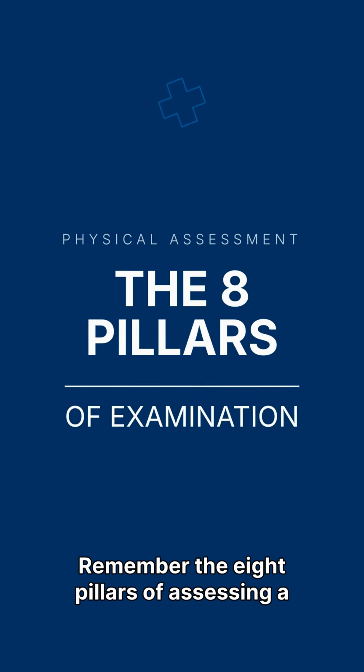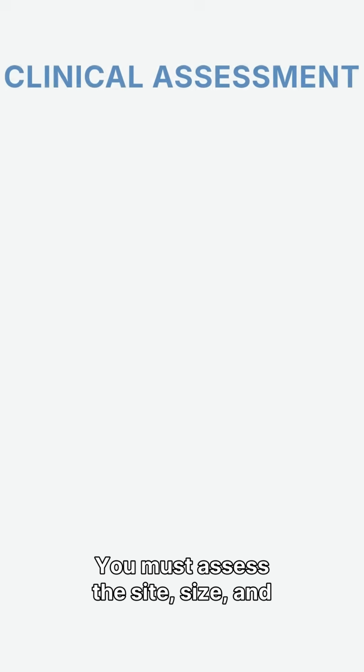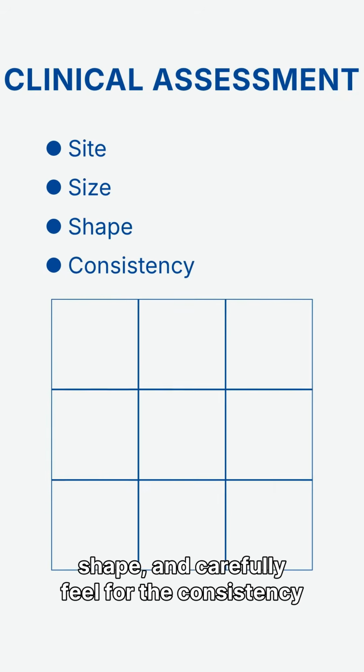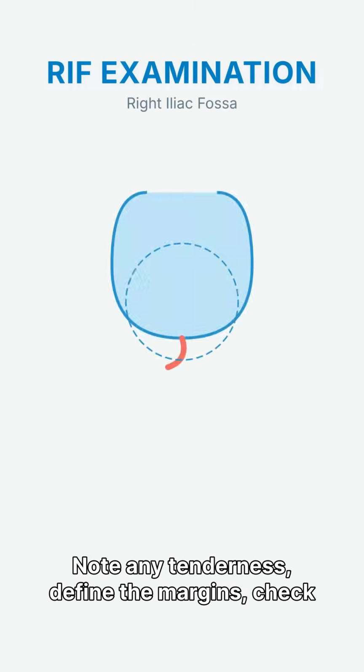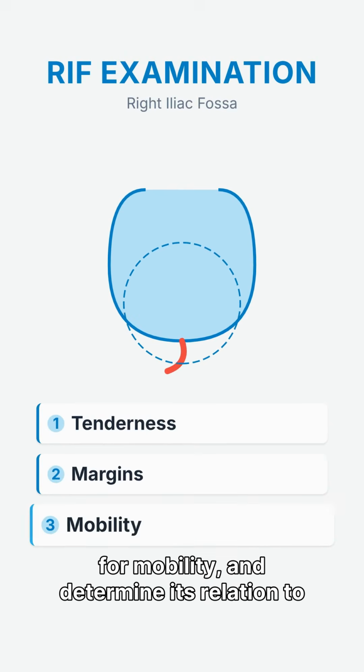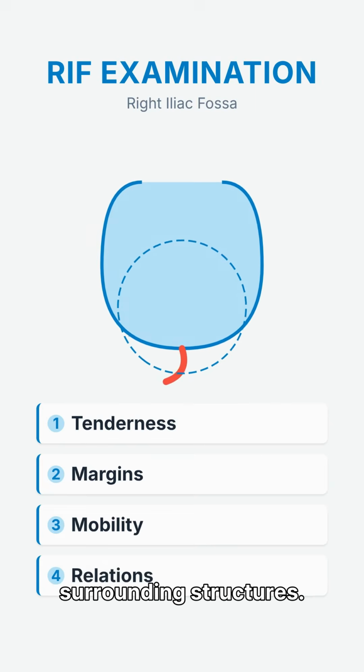Remember the 8 pillars of assessing a mass. You must assess the site, size, and shape, and carefully feel for the consistency of the lump. Note any tenderness, define the margins, check for mobility, and determine its relation to surrounding structures.